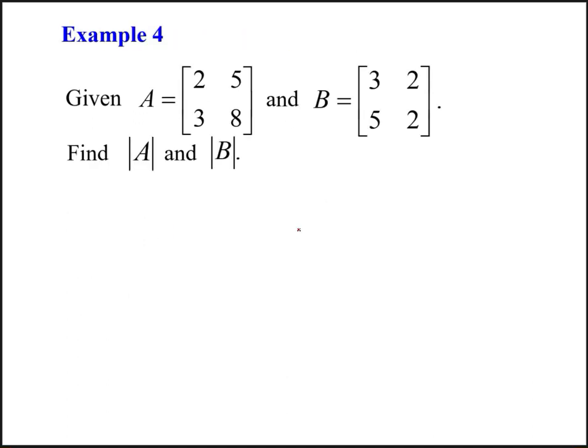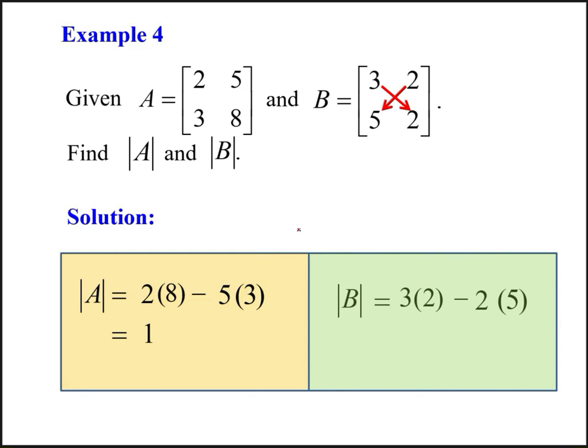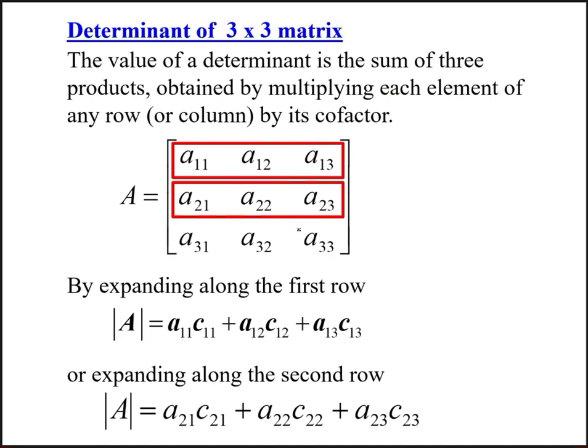Let's look at this example. To find the determinant, you can simply apply the butterfly concept, which is AD minus BC, and you get your answer 1. Next, for B, also cross multiply and put the minus sign in the middle, and your answer is negative 4. How about to find the determinant of a 3 by 3 matrix?